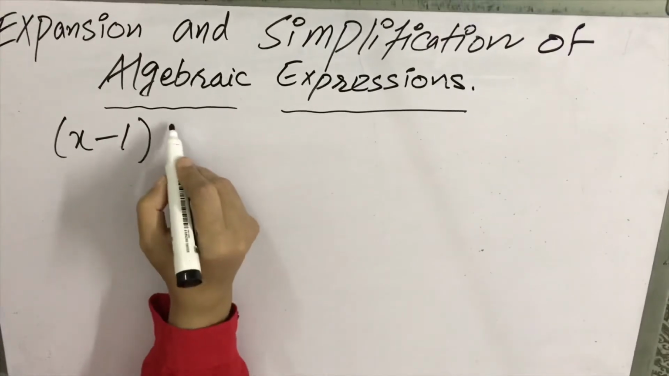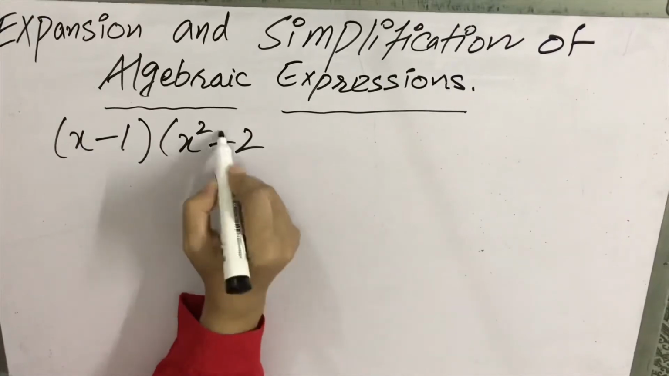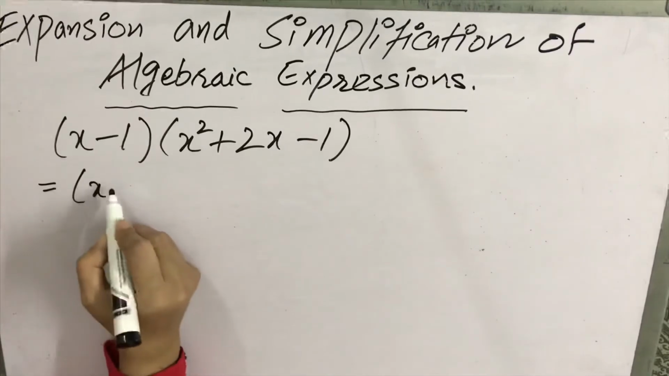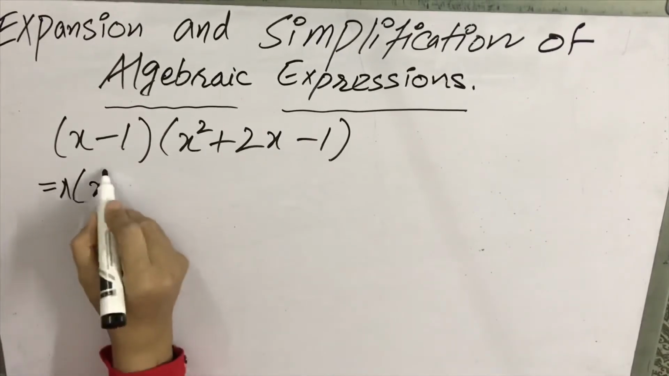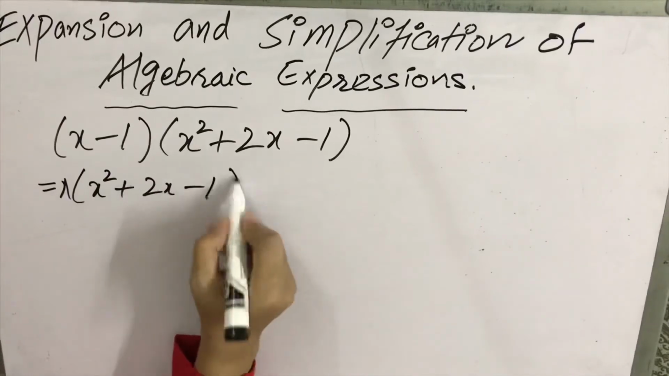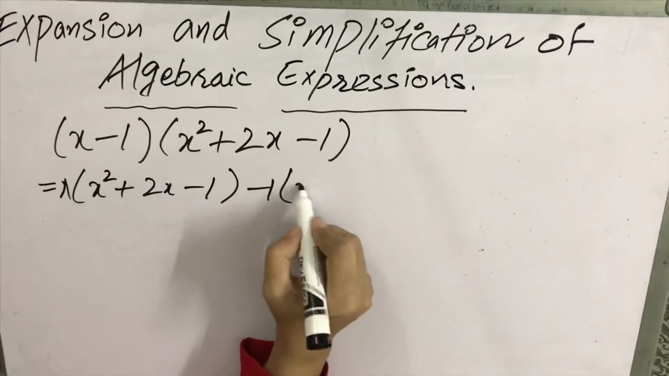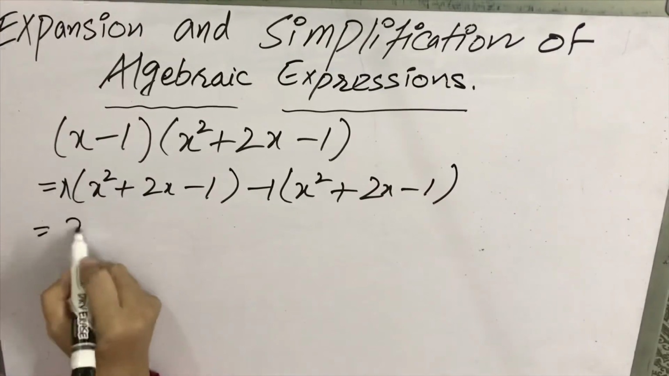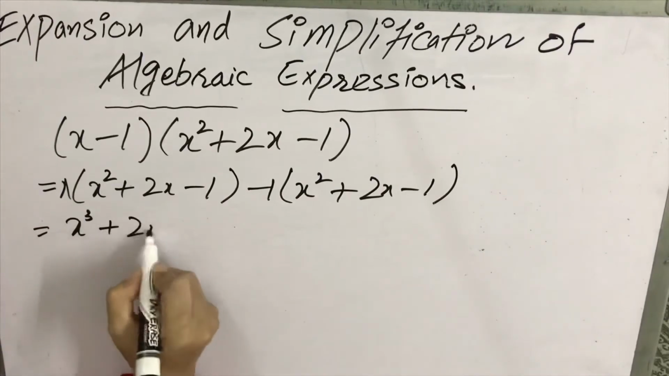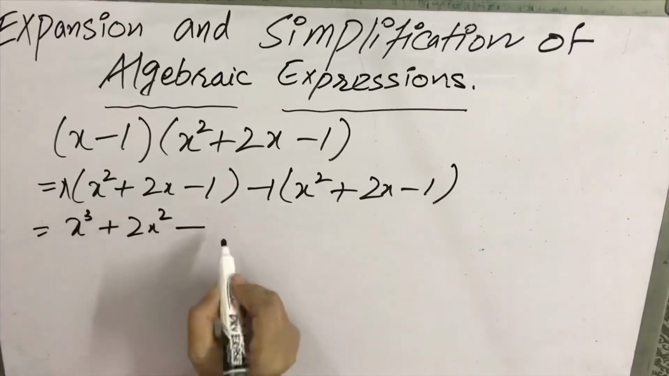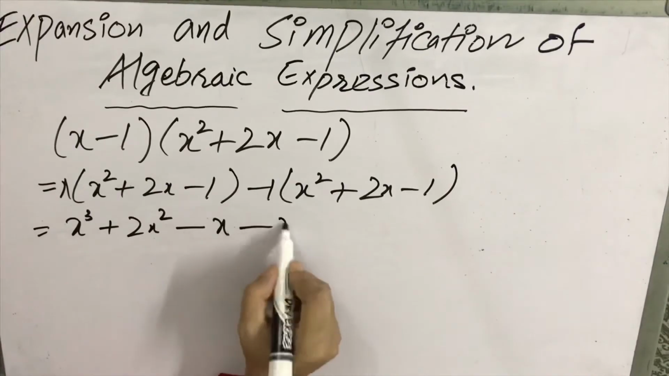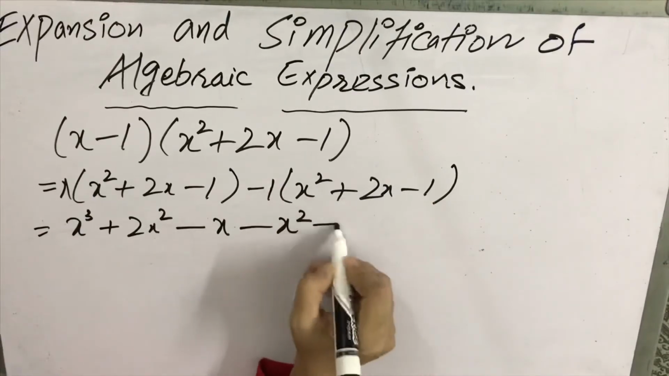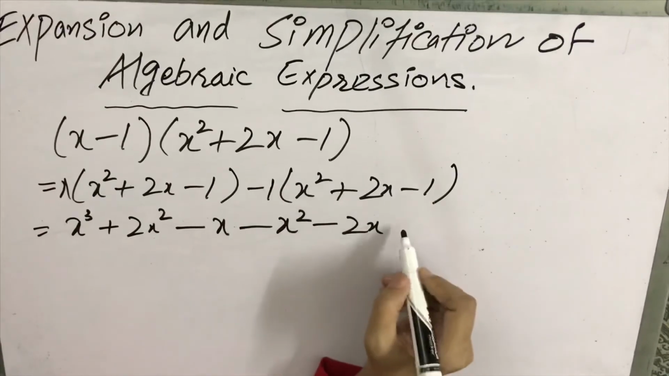X minus 1, x square minus 2x plus 2x minus 1. Open the same procedure. X bracket x square plus 2x minus 1 minus 1 bracket x square plus 2x minus 1. X multiply x square, x cube plus 2x square minus 1 into x minus x square. This minus will change the inner signs. Minus 1 plus 2 is minus 2x and minus 1 into minus 1 is plus 1.